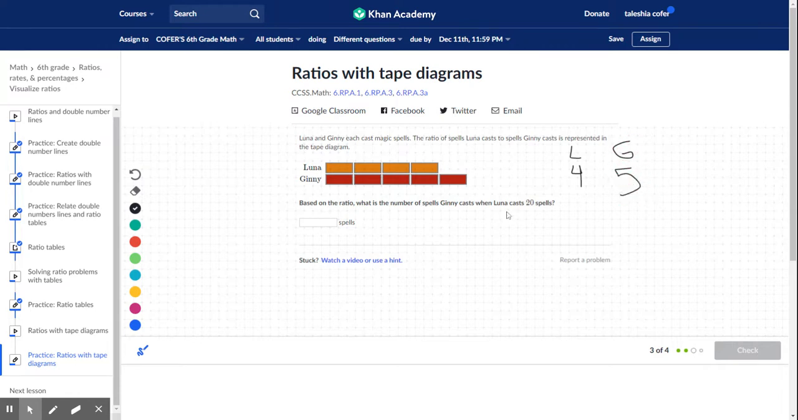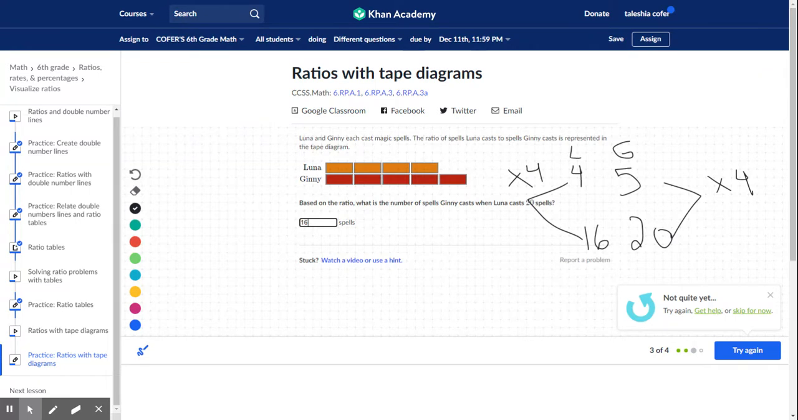Then they said, what if Jenny casts 20? In order to get from 5 to 20, I multiply by 4. Whatever I do on one side, I have to do on the other side. So I have to do 4 times 4. 4 times 4 gets me 16, so I know that is my answer.